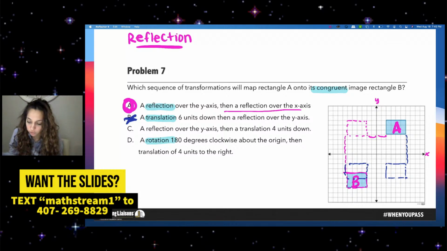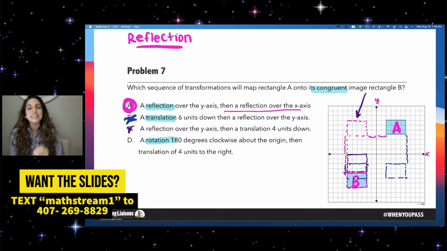C, a reflection over the y-axis and then a translation 4 units down. Well, we already reflected it over the y-axis here, and then moving it 4 units down, 1, 2, 3, 4, would put it right here. All right, are we seeing that?